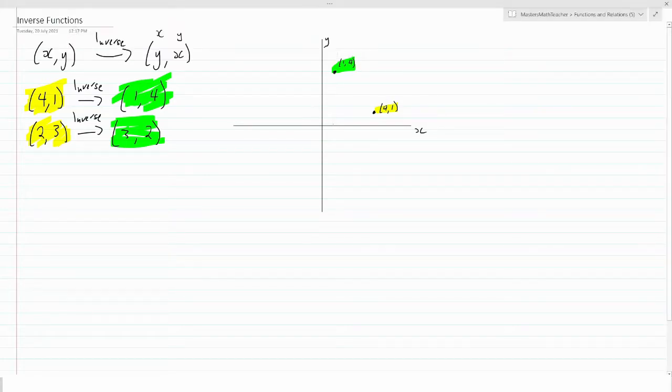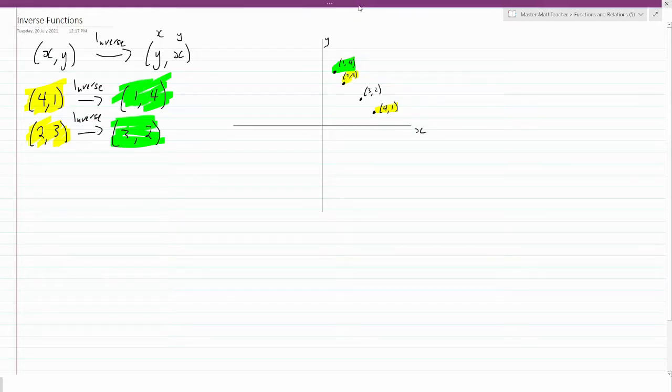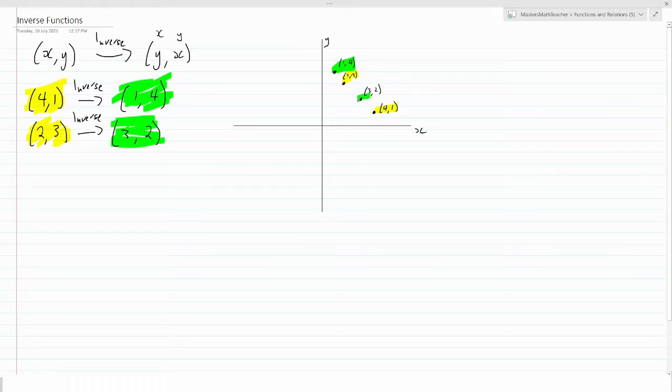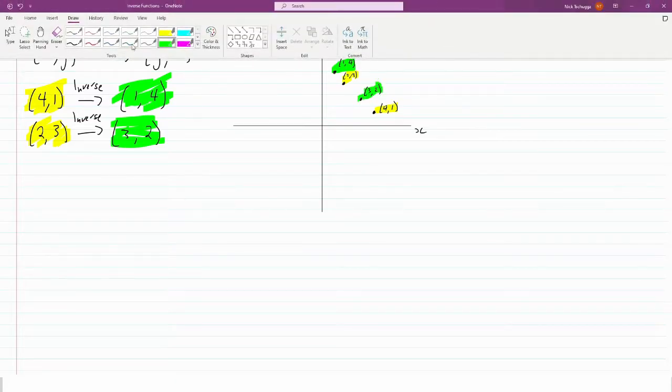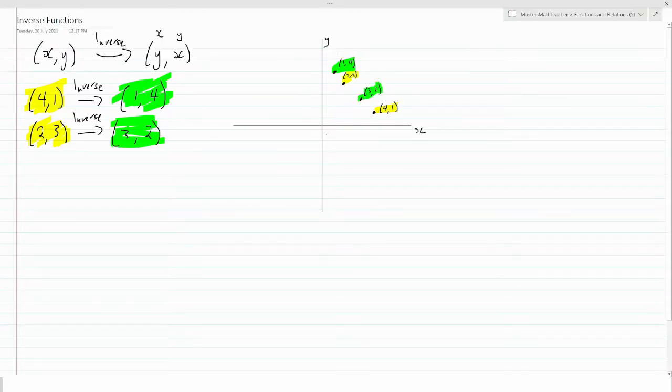The next one, we've got 2 across and 3 up. So about here. 2, 3. The inverse of this is 3 across and 2 up. So here. 3, 2. Now what you might actually notice about this is they're essentially reflected over some imaginary line. Now this imaginary line is actually the line of y equals x.